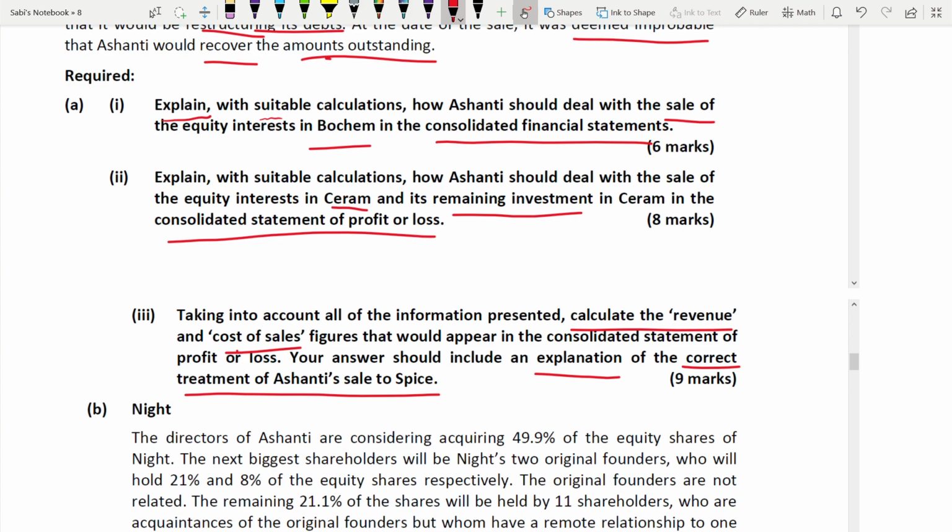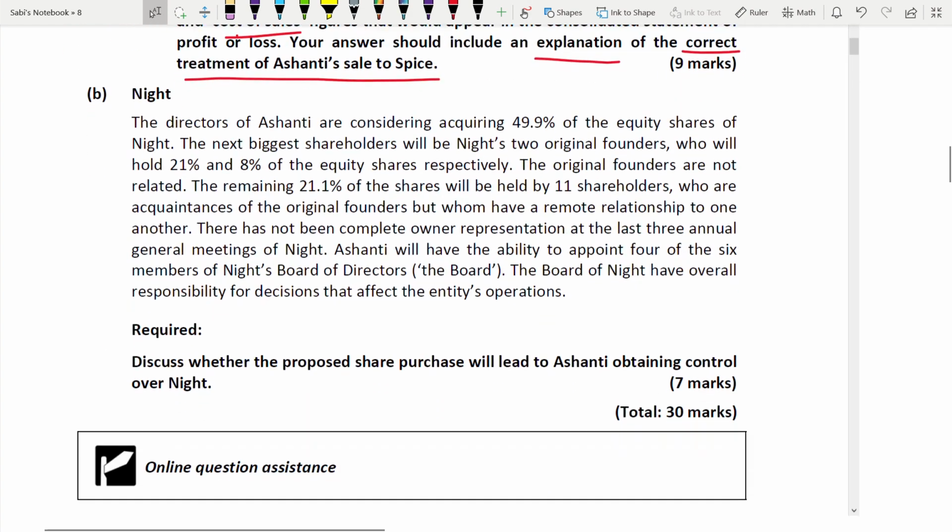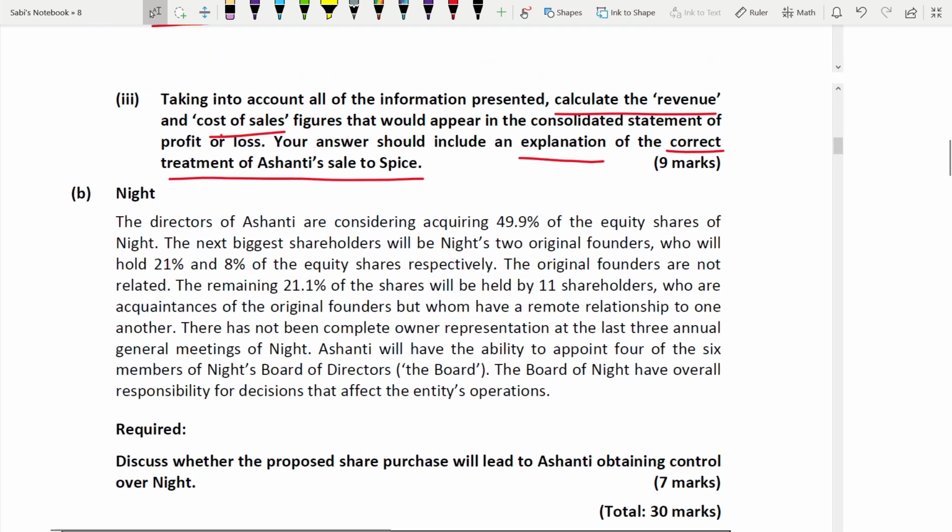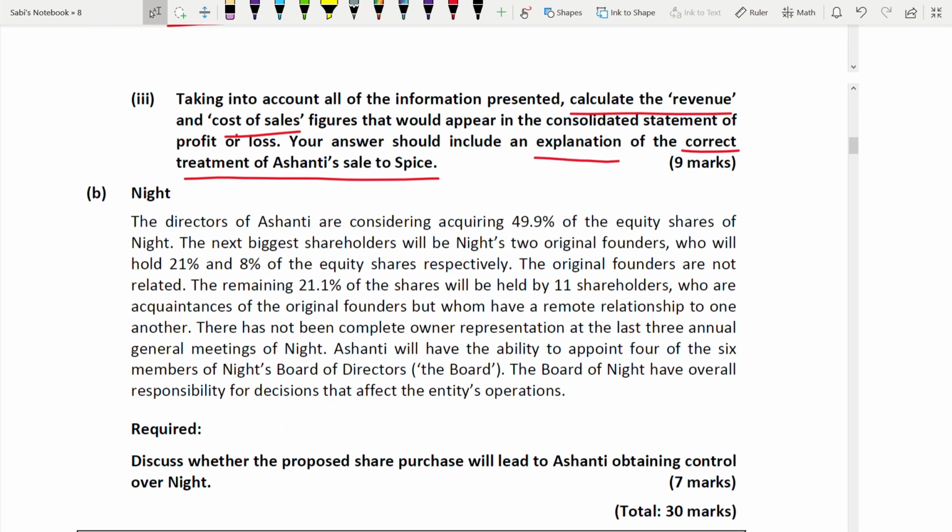Next, part B. So part B is the last part, and this whole paragraph is relating to part B only. Okay, so can we read it? But I think it's better to read the requirements first, isn't it?